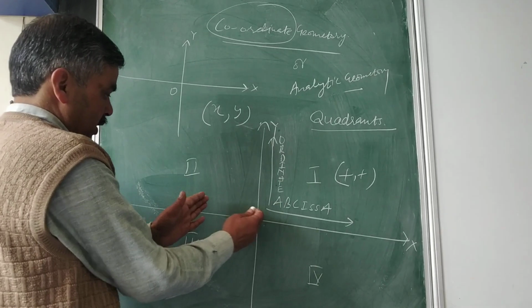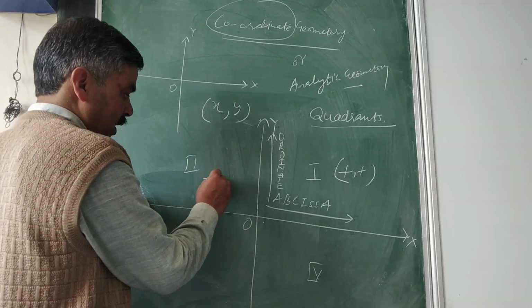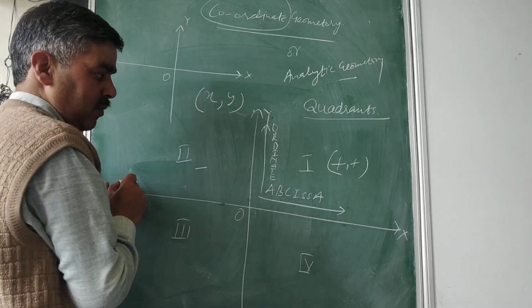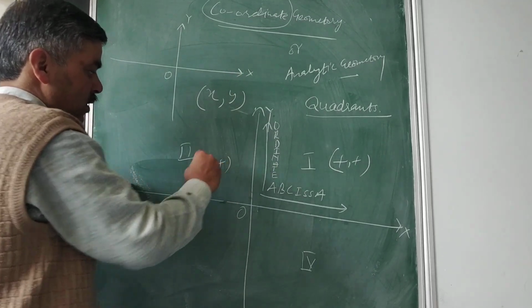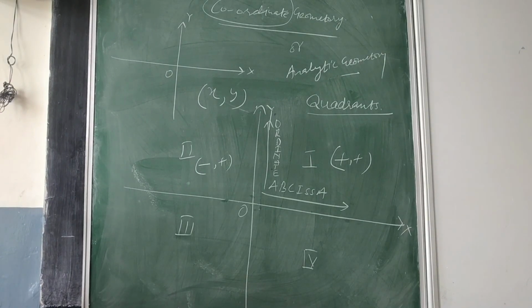If you move to the second quadrant, you are moving from the origin to the left side. So your x, that is the distance along the x-axis, will always consist of a minus sign. And y is above, so that will always be positive. So minus and plus. I hope that is clear.